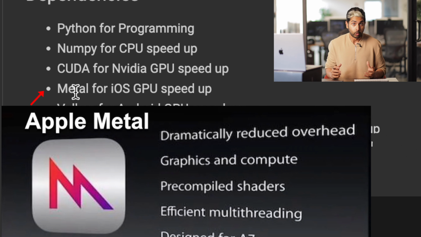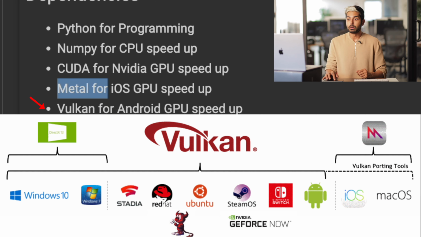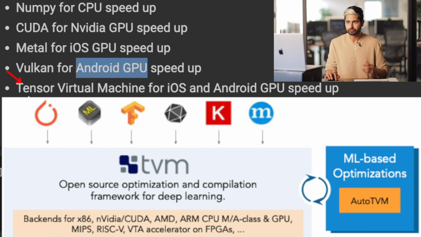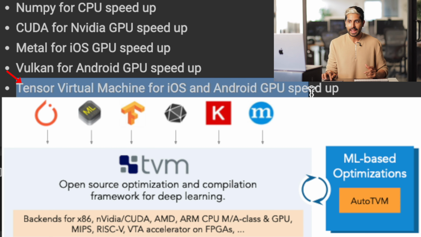Now, NVIDIA isn't the only game in town. There are other GPU providers out there like Apple, and Apple has their own language for programming their GPU. It's called Metal. Now, it's not just Apple. Android has a lot of different vendors. They've got Qualcomm, Huawei, MediaTek, all these different companies are creating GPUs. And Vulkan is an API that lets us use those GPUs. It's a general purpose API for all these different Android GPUs. Then there's the Tensor Virtual Machine, and that allows us to not have to worry about Metal or Vulkan, just use our language model directly from Hugging Face and compile it down to iOS and Android.